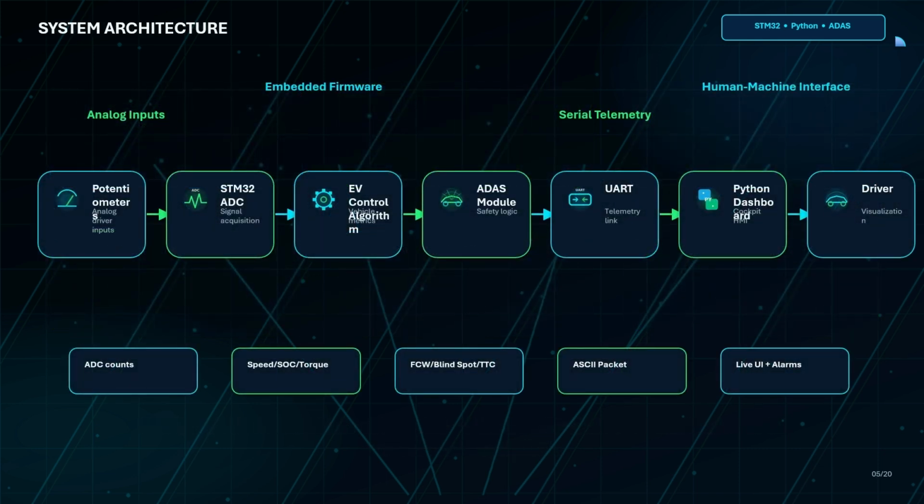This slide explains the complete system architecture. On the left side, potentiometers simulate vehicle inputs such as accelerator and brake. These analog signals are read by the STM32 through its ADC. The firmware processes these values and calculates vehicle parameters like speed, battery state of charge, motor temperature, torque, and range. The ADAS module then evaluates the simulated surroundings and calculates safety parameters such as time to collision and warning states. Finally, the processed data is transmitted over UART to the Python dashboard where it is displayed graphically for the user.